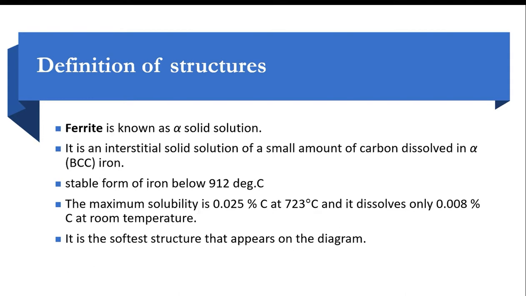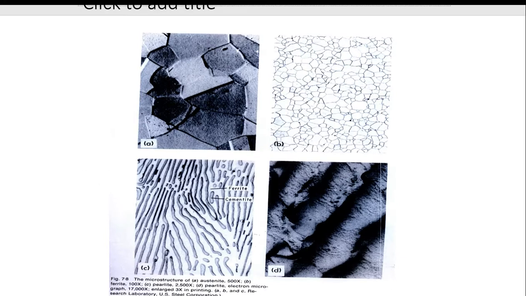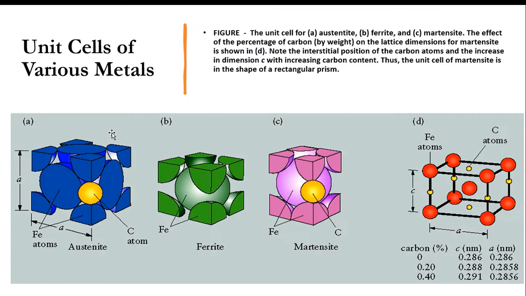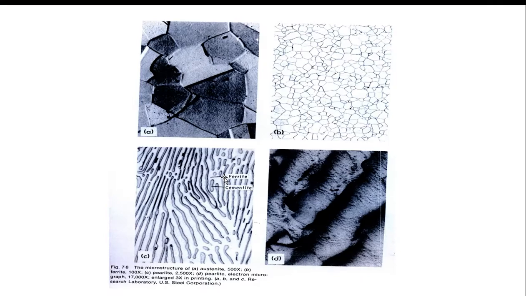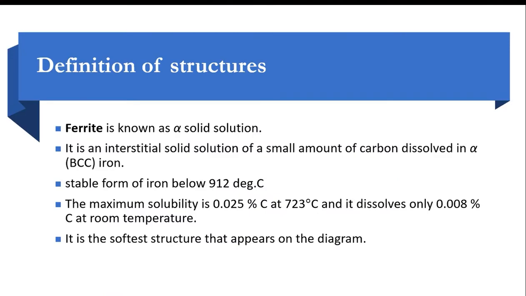First one, ferrite, right. It is right here, ferrite, pure body centered cubic, known as alpha solid solution. Their name is alpha, but afterwards they have given it the name ferrite.